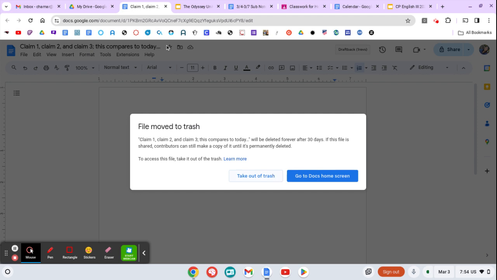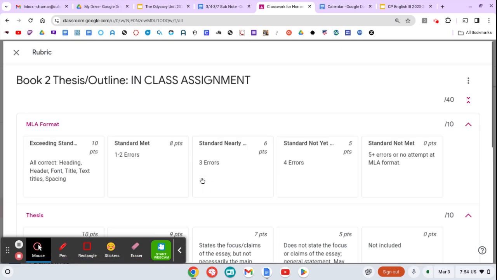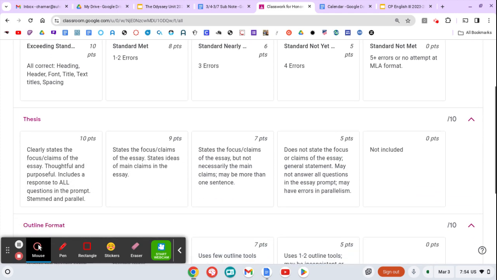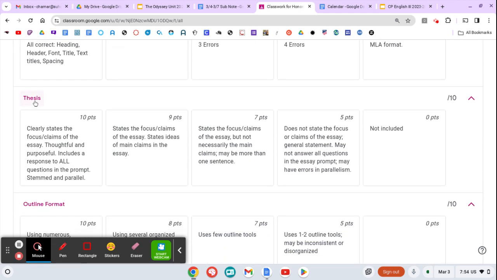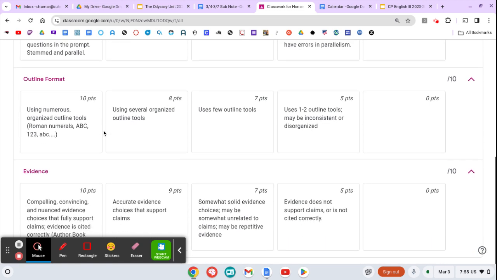One more thing before we go. The outline is pretty tight. So you're graded on MLA. You are graded on your thesis statement, which includes a response to all questions in the prompt, stemmed in parallel, meaning each of those phrases matches up with each other. You're also graded on your outline format.